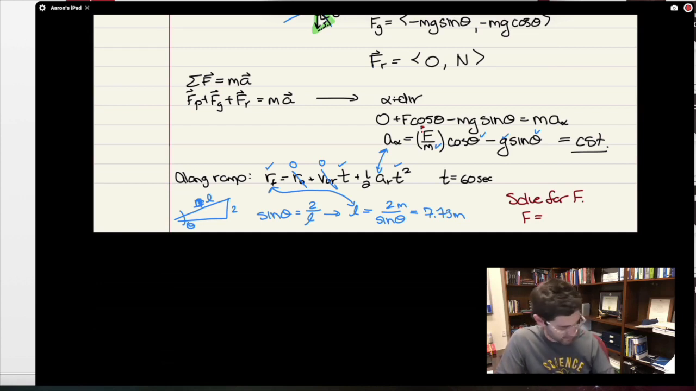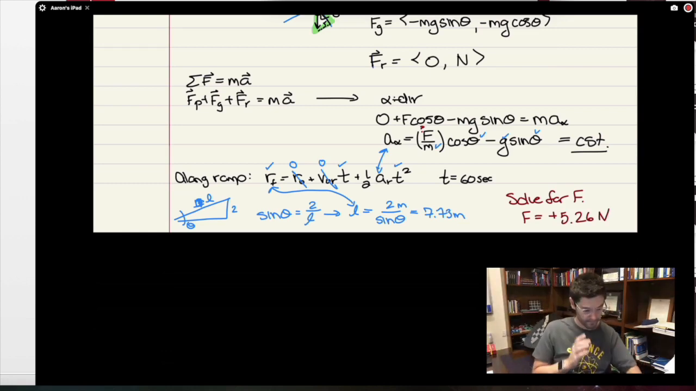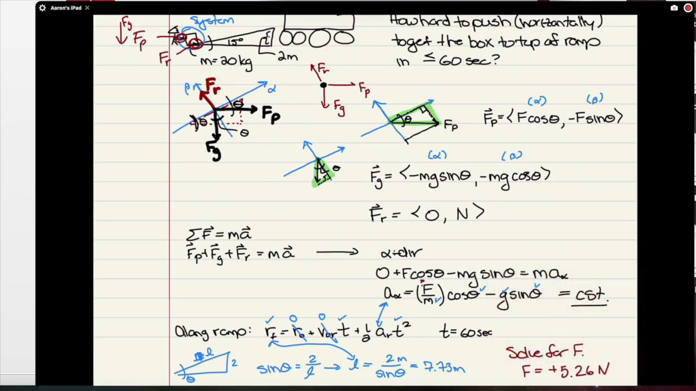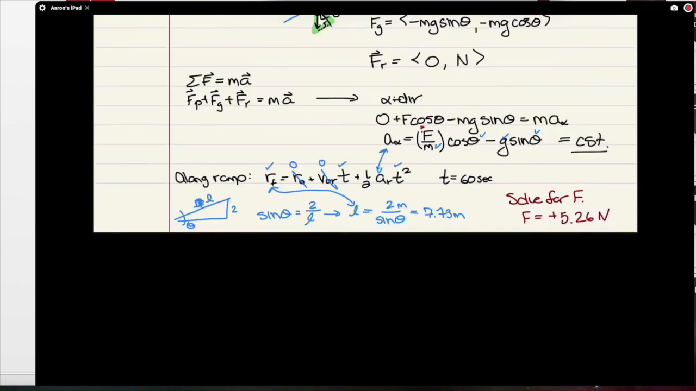And I will just give you the answer and let you convince yourself by solving yourself. If you do this, you should get that the force you have to push is about 5¼ newtons. If you do that, the box will accelerate up the ramp such that you will get to the top of the ramp after 60 seconds. I leave it to you as an exercise. I'll put the answer in the margin, but this is a try me.